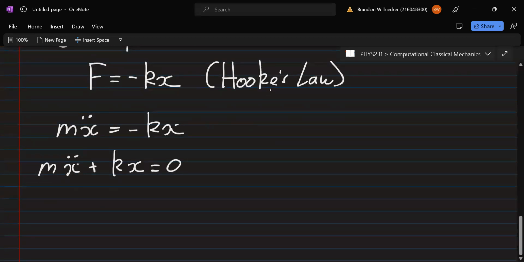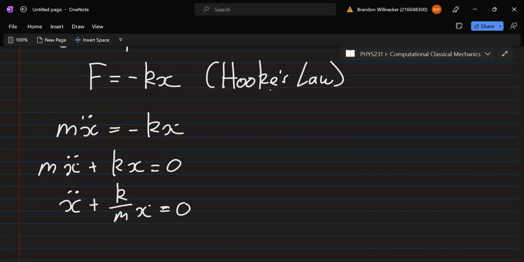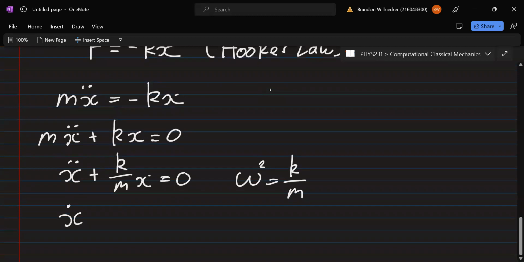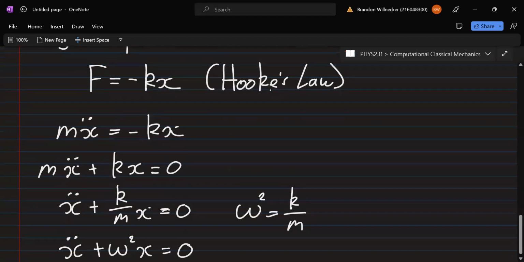Now we can divide through by m. So we have x double dot plus k over m times x equals 0. And typically we replace this k over m with the angular frequency omega, so omega squared is k over m. So finally we get x double dot plus omega squared x equals 0. We've seen this before, but that's roughly what we do. Given the force, we can then find the equations of motion, so the second derivative of x.